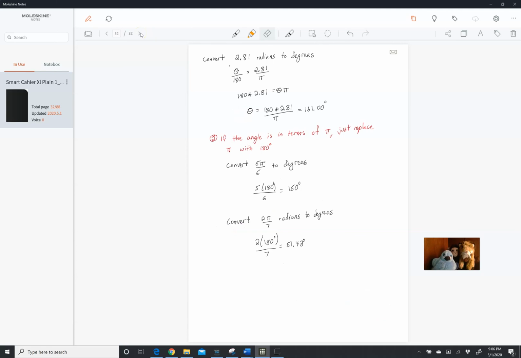Now, if you're converting from radians to degrees, but your answer is given to you in terms of pi, you don't have to do that ratio. You can, but you don't have to. You can take the pi and just replace it with 180 degrees, and that'll give you your angle in degrees. Okay? And that is it for this lecture.